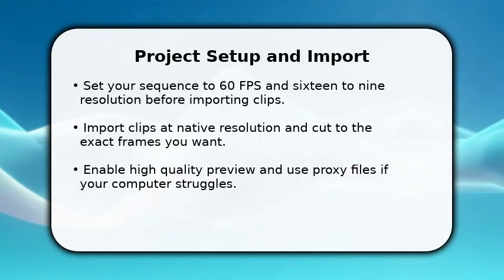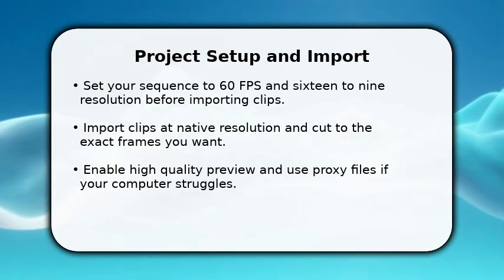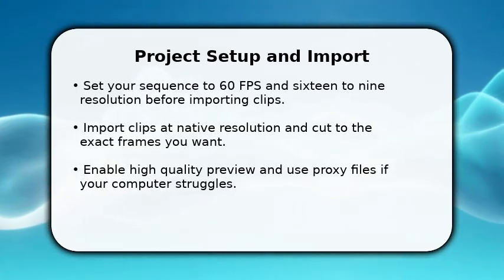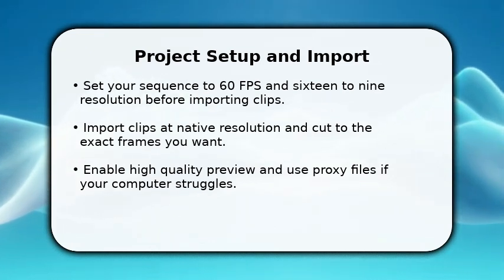Trim clips to the exact frames where motion blur is desired. Turn on high-quality preview if your system supports it. Create proxy files when performance lags to keep playback smooth. Select your clip and open the effects panel to find motion blur.